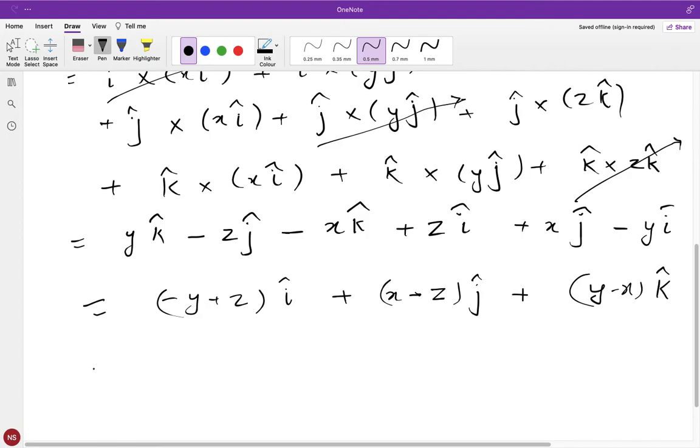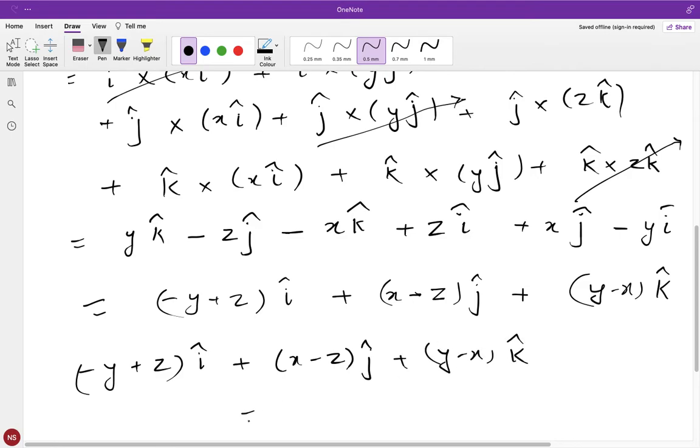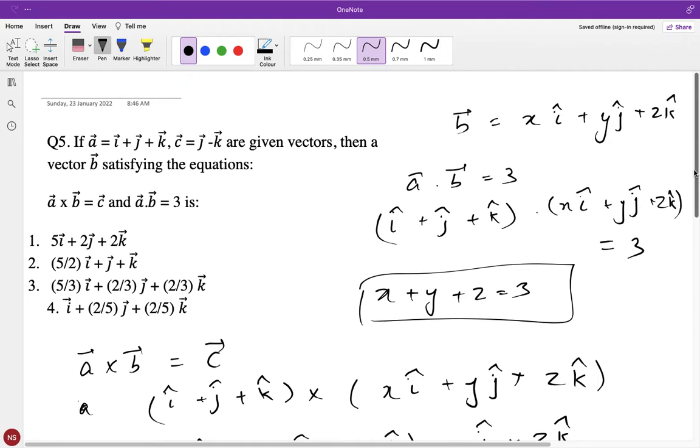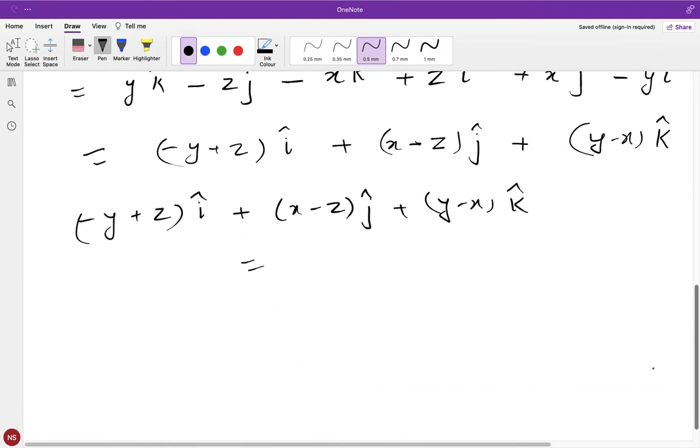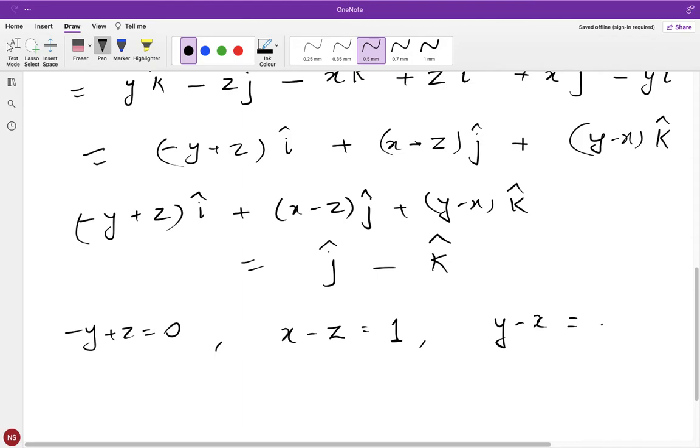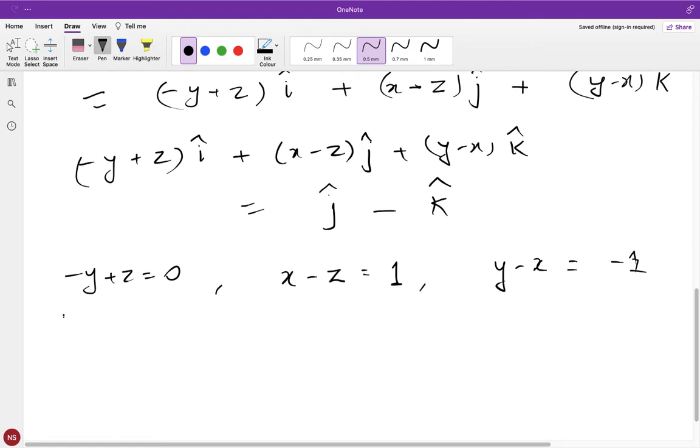Now this is equal to vector c. So minus y plus z i plus x minus z j plus y minus x k is equal to vector c. Vector c is what? j minus k. So we can see that minus y plus z is equal to 0 because there is no i here. And x minus z is equal to 1. And y minus x is equal to minus 1. Right? So from here we can see that y is equal to z.